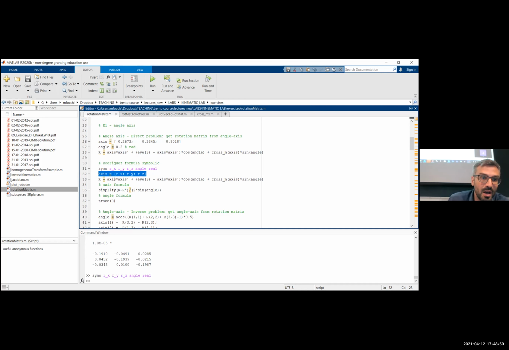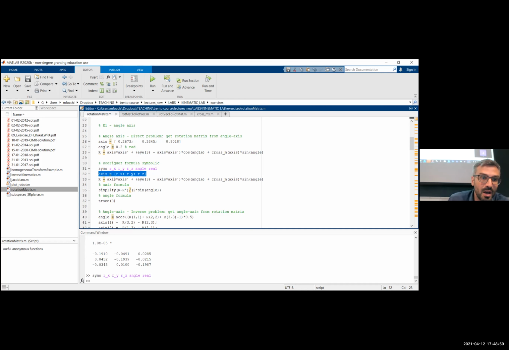This time we get a big expression. And if we look at the trace of this, it has the expression that we saw. If you compute the trace, we can find that it is 1, that is the norm of the three components of R is 1, plus 1, 1 plus 2 cosine of the angle.